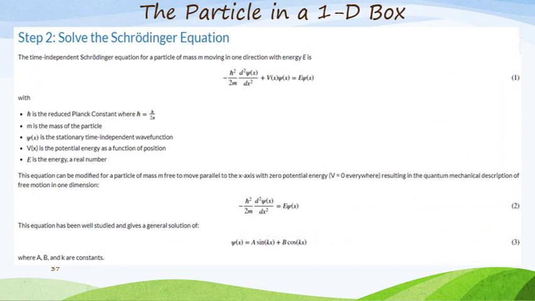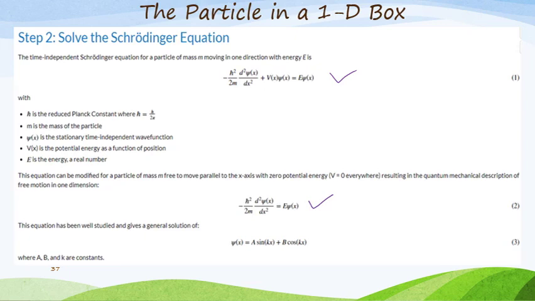The next step would be then to solve the Schrödinger wave equation, and we're going to use the time-dependent Schrödinger equation for a particle of mass m moving in one direction only. So remember that equation I gave you earlier that looks something like this. I've simplified the potential energy section of the equation over here. This equation can be modified for a particle of mass m that is free to move parallel to the x-axis with 0 potential energy, resulting in the quantum mechanical description of free motion in one direction. So the equation simplifies to equation 2 on the screen over here.